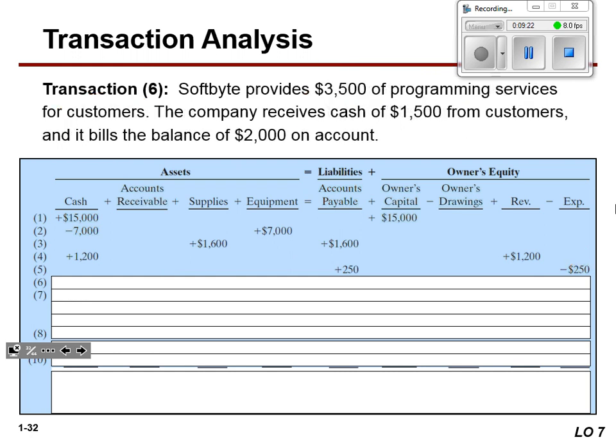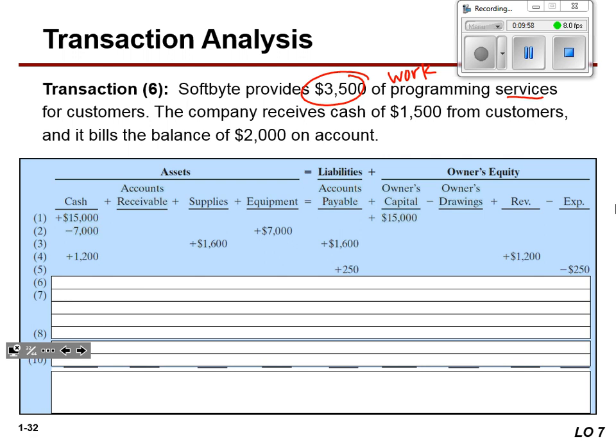Let's keep going. SoftBite provides, and I love this one, I'm so accounting geeky, I know it. SoftBite provides $3,500 worth of services for customers. You know, maybe they're working on the computers or whatever the case is. The company, SoftBite, receives cash from the customers, $1,500, and then bills the rest of the balance. So we did $3,500 worth of service work. We basically sold it to the customers.